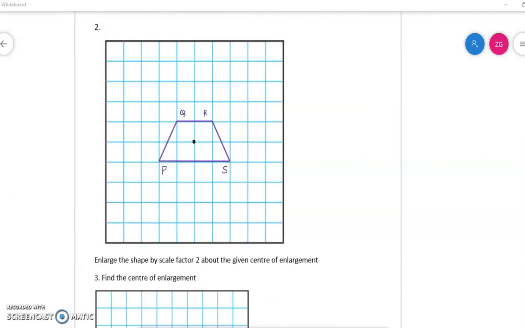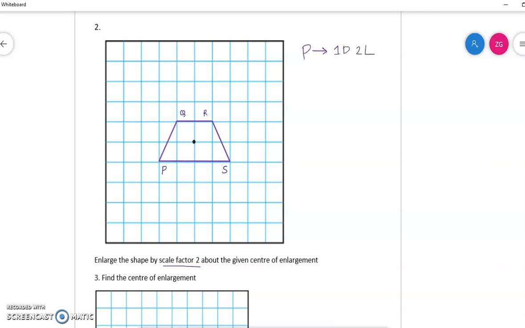Now in example 2, quadrilateral PQRS is given. The center of enlargement is inside the shape and they're asking us to enlarge the shape by a scale factor of 2 about the given center of enlargement. So let's start from the center and let's find the location of point P, then Q, then R, then S. Now from the center, if you want to go to point P, point P from the center is 1 down and 2 left.